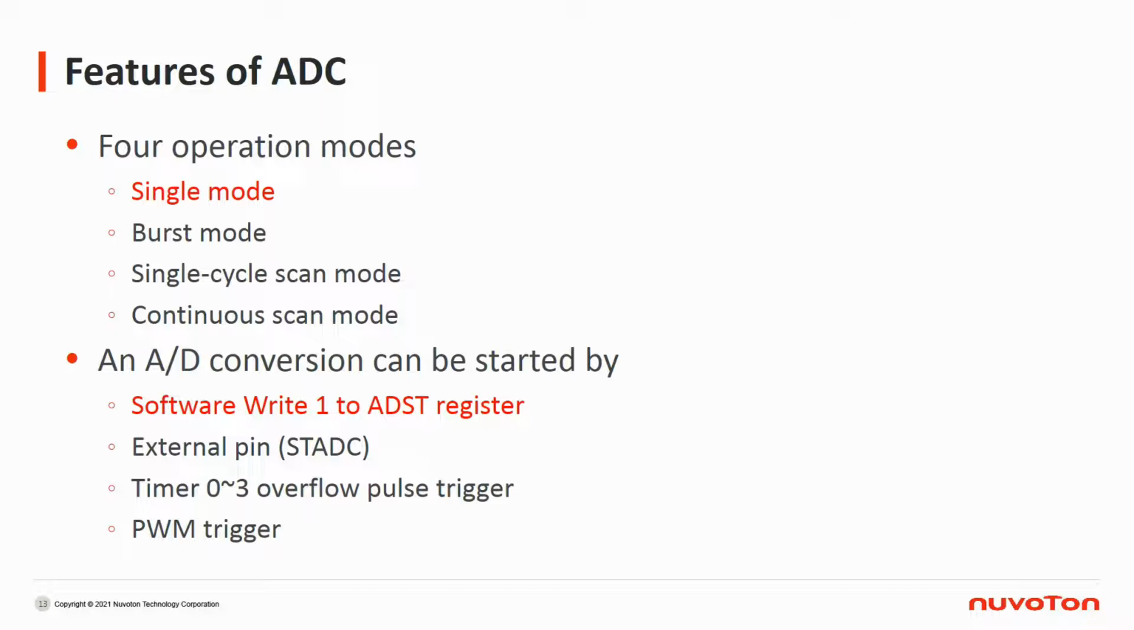In addition, an analog to digital conversion can be triggered by these 4 ways. It can be triggered by software writing 1 to ADST register. It can be triggered by the external pin STADC. It can be triggered by timer. It can also be triggered by PWM.